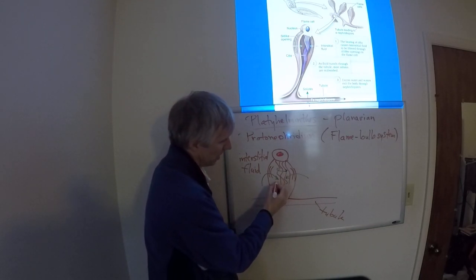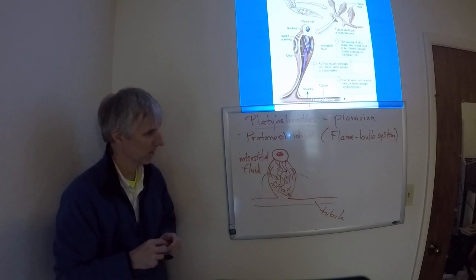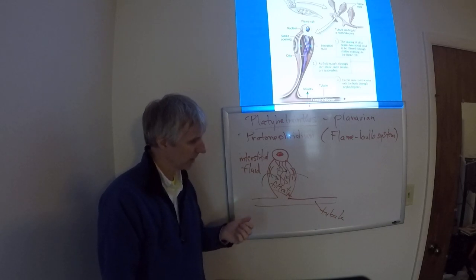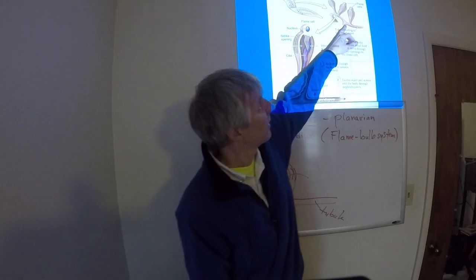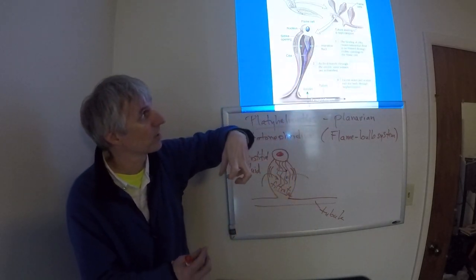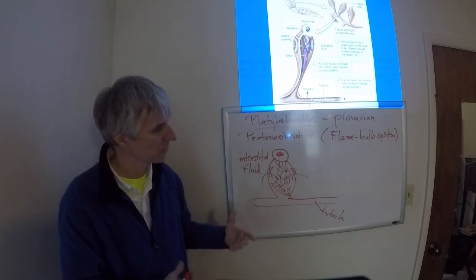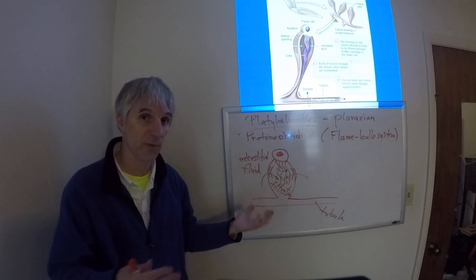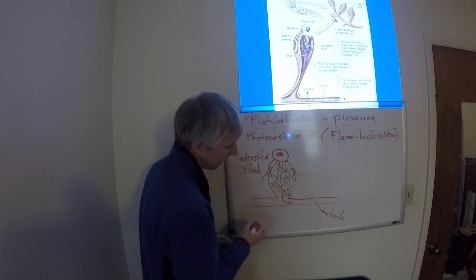That means the material in here is the filtrate. Okay? What we filter through the slits, by definition, is filtrate. The filtrate then collects in the tubule. Notice that there should be lots of flame bulbs together dumping into a common tubule. So the tubule is collecting filtrate from all of these flame bulbs. Okay? So that filtrate is collecting.